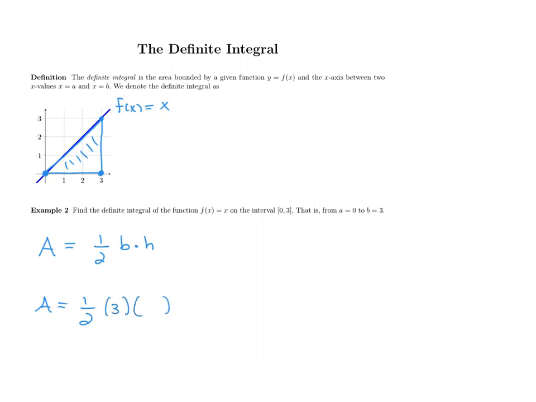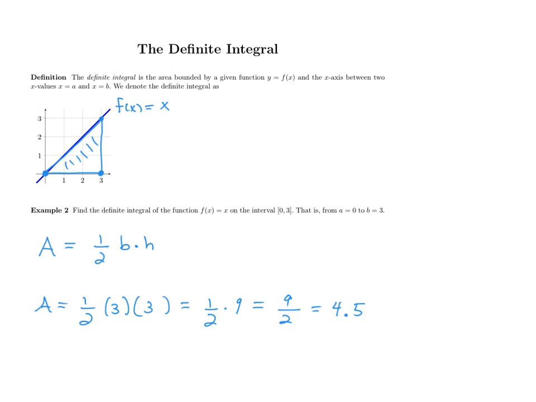What is the height of the triangle? Well, since the function f of x is equal to x, the height is also 3. And so the area is 1/2 of 9, or 9/2, or really, if you'd like as a decimal, 4.5. So this is the definite integral of this function on the interval from 0 to 3. Again, it's a number, and that number represents an area, the area bounded by the function itself and the x-axis.